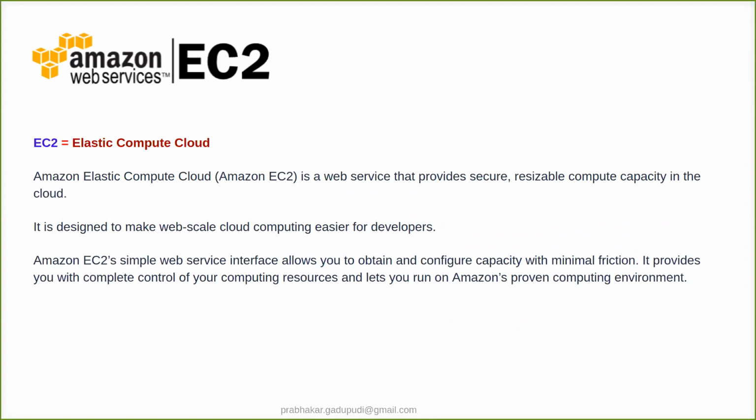Okay, let's start. What is EC2? Elastic Compute Cloud. Amazon Elastic Compute Cloud is a web service that provides secure and resizable compute capacity in the cloud. It is one of the core components in AWS, and in the cloud, resources are elastic.